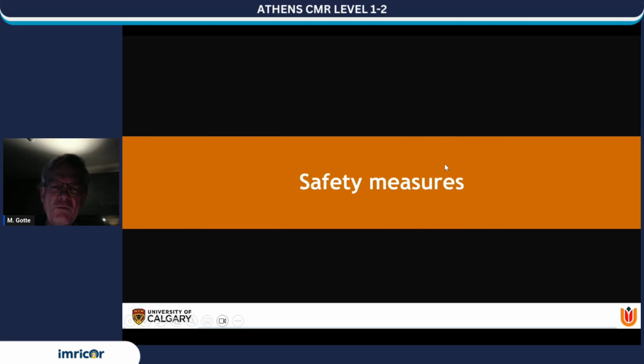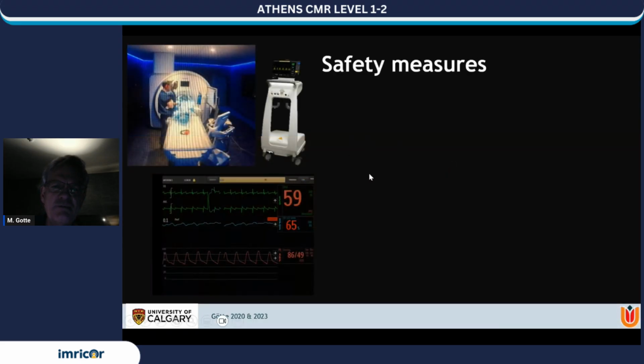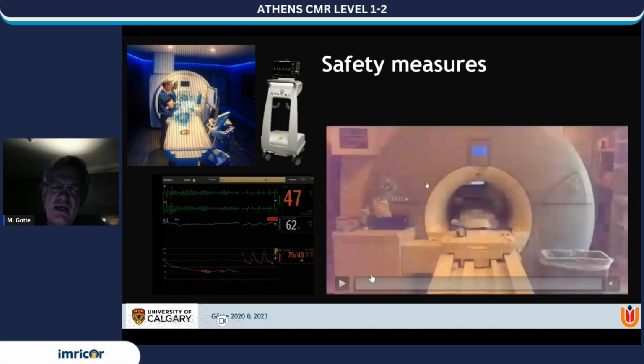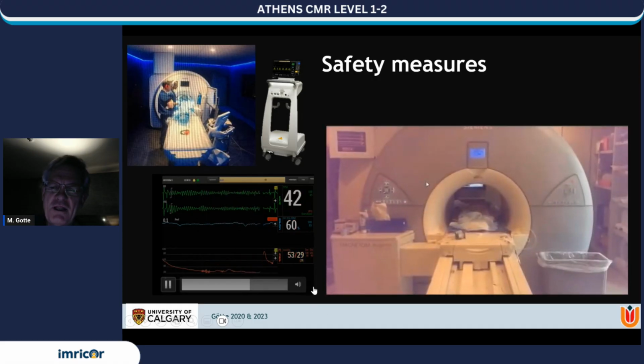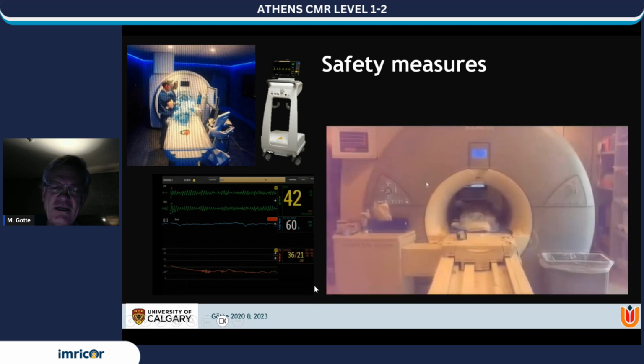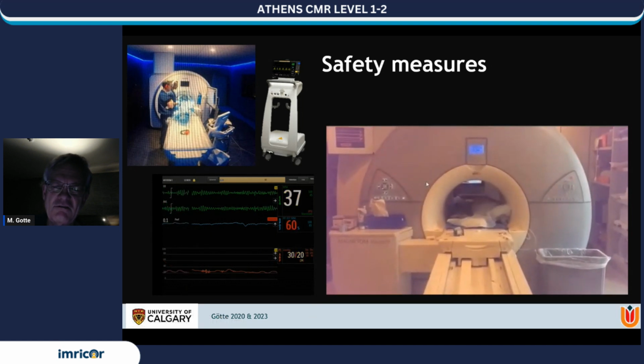But before we can do more complex procedures, we have to realize that these procedures are also associated with more risk. So we have to take safety measures. One of the safety measures is proper monitoring to identify incidents and unintended or unwanted arrhythmias like this. We also need to be able to take measures to anticipate this. So the question is, can you defibrillate a subject in the scanner? And the answer is yes, as shown in this video.